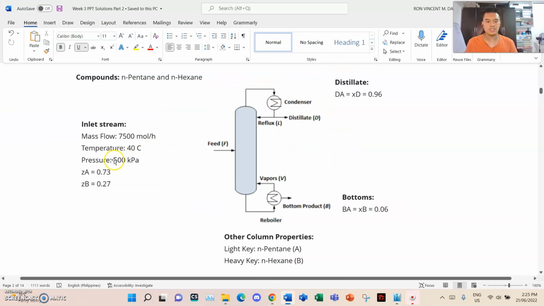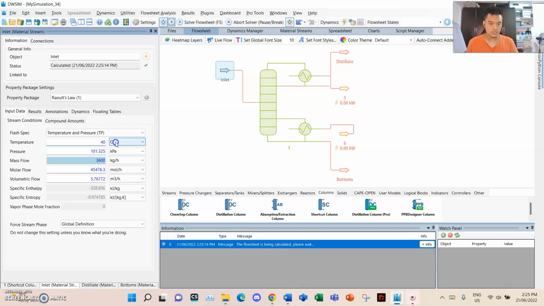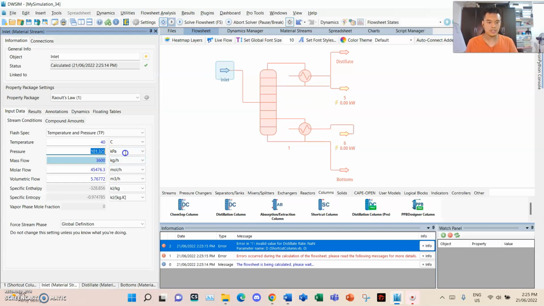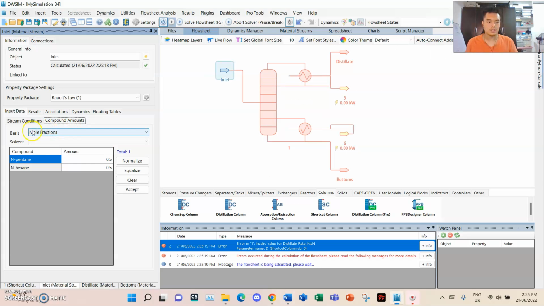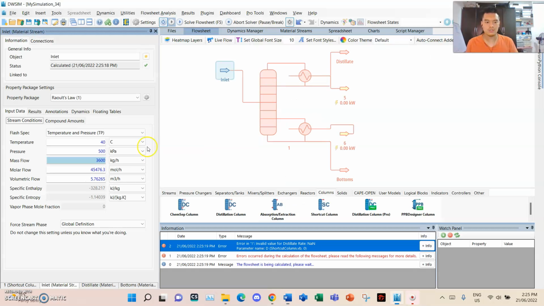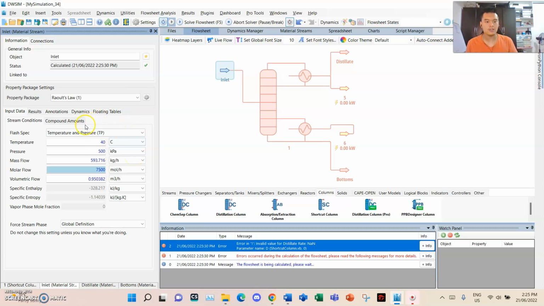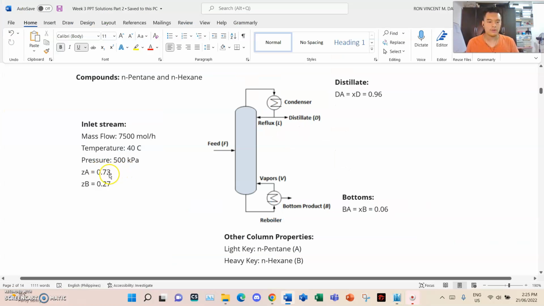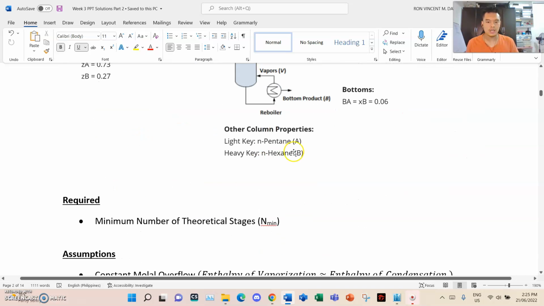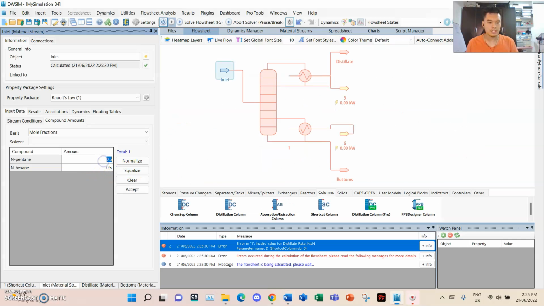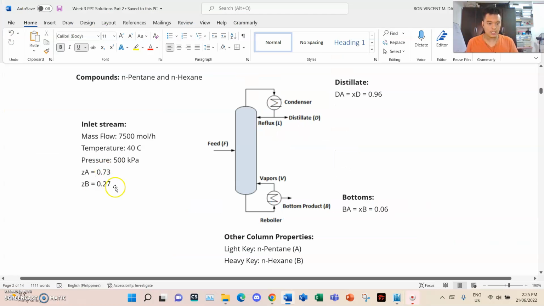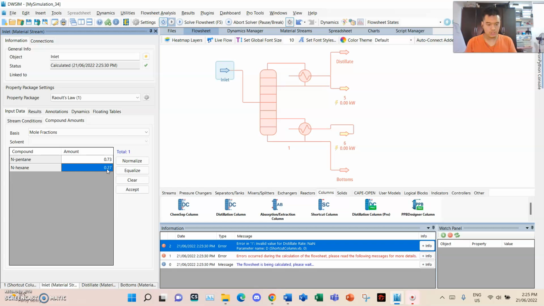So the inlet stream, it says here 40 degrees Celsius, and it's 500 kilopascal. Then the mass flow, however, is in moles per hour, so we'll put here a molar flow of 7,500 moles per hour. Then the compound amounts: pentane is 0.73 and hexane is 0.27. Double check if it's correct. If it totals to 1, it is correct mathematically. So mole fraction 0.73 and 0.27.